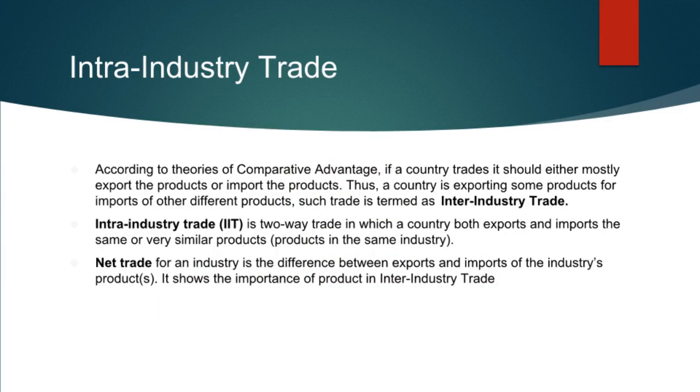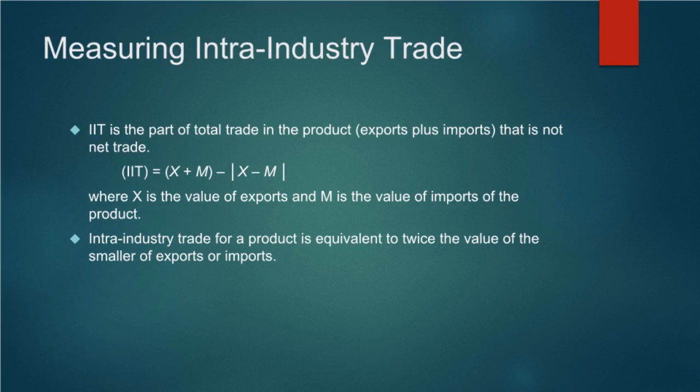Interindustry trade: a country exports products in some industries and imports products in other industries. For each industry, net trade is either almost all exports or almost all imports. Intra-industry trade, IIT: this is two-way trade in which a country both exports and imports the same or very similar products in the same industry. Net trade for an industry is the difference between exports and imports of the industry's products. IIT is the part of total trade in the product, exports plus imports, that is not net trade.